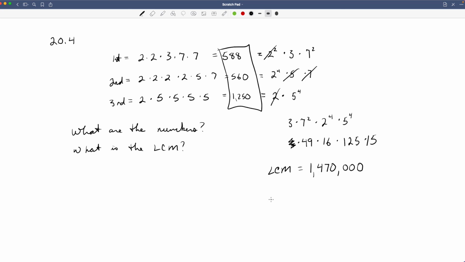All right, so that is all we have for lesson 20. You should now know how to find the least common multiple. You should be able to put the numbers into prime factorization, and then put that factorization into exponent form, and then from there find the least common multiple by determining which base has the highest exponent and using that in your multiplication to find the least common multiple.